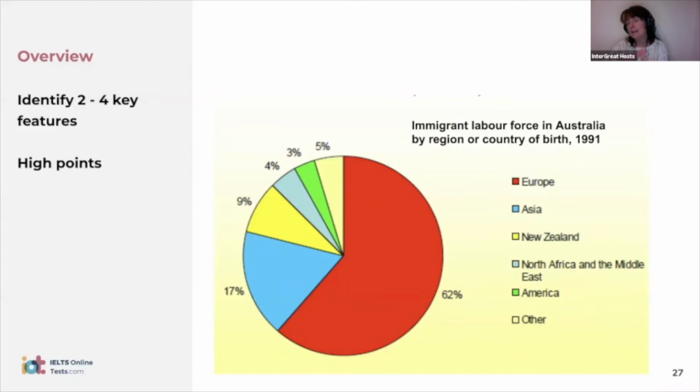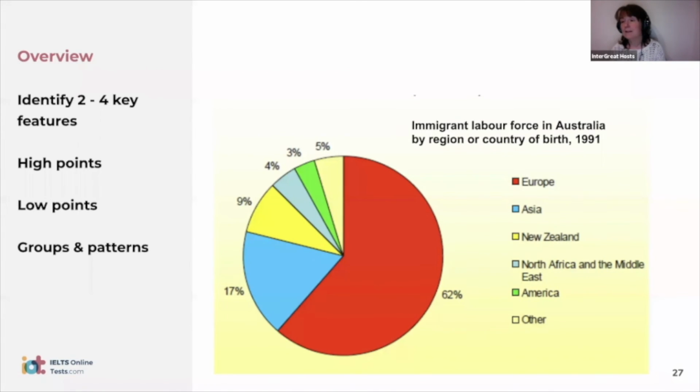So in some cases, for example, if you think about a line chart, everything could be going up, but then maybe one is going down. So you need to highlight the fact that there's one that's behaving differently to the others. Okay. So high points, low points, patterns that are the same, and exceptions to those patterns.